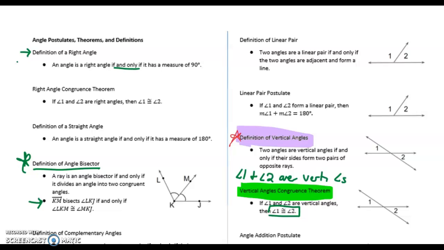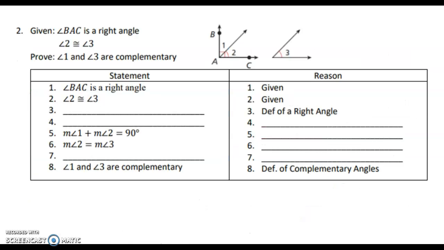When you have "if and only if," it's a biconditional and it goes both directions. All right, so the right angle congruence theorem lets you say, if you know both angles are right angles, like angle 1 is a right angle and angle 2 is a right angle, then you can say angle 1 is congruent to angle 2. Okay, let's see if we can use any of those. So we have definition of a right angle and right angles congruence theorem.